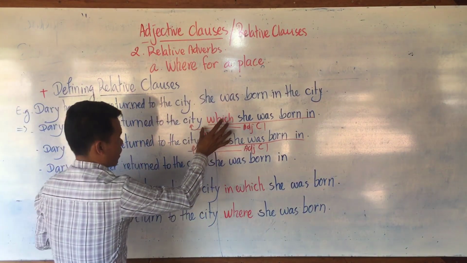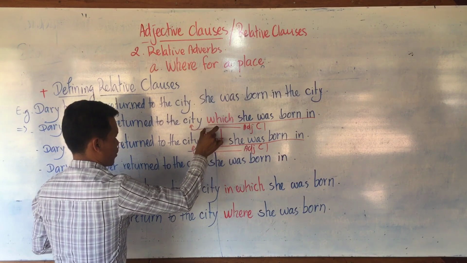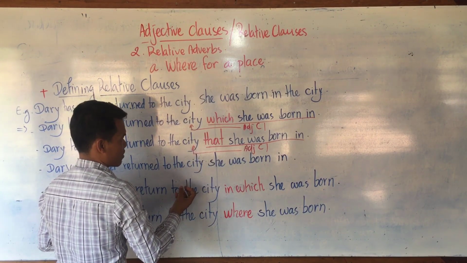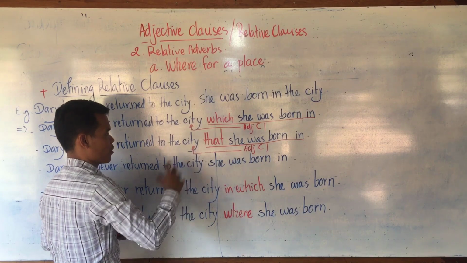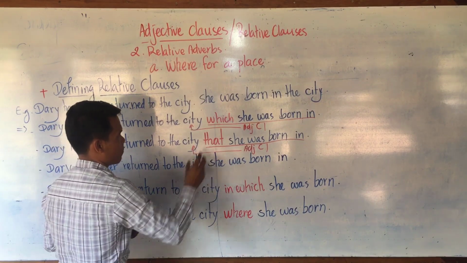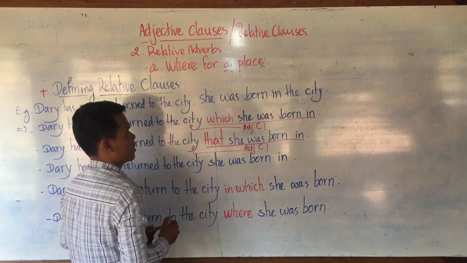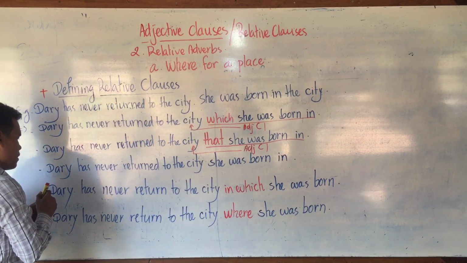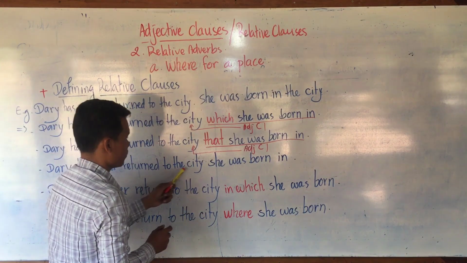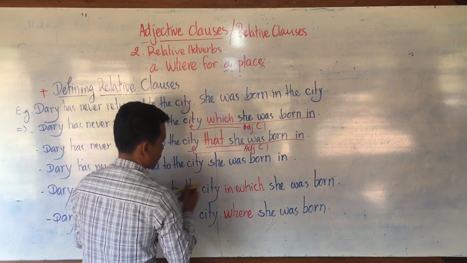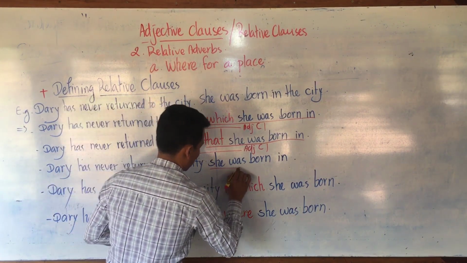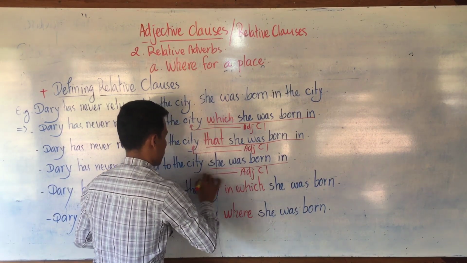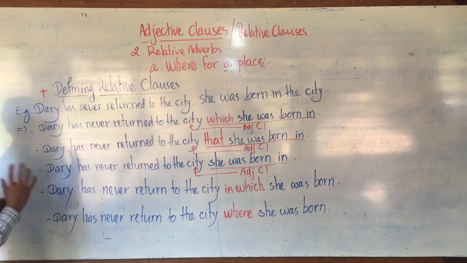When you see a relative pronoun like which or that functioning as the object in a defining relative clause, either object of preposition or object of verb, the relative pronoun can be left out. So we can make one more sentence. Dary has never returned to the city she was born in. So no relative pronoun here because the relative pronoun functions as the object.